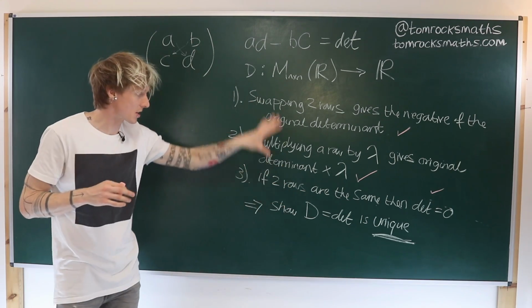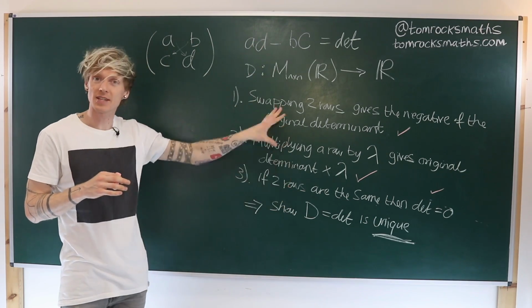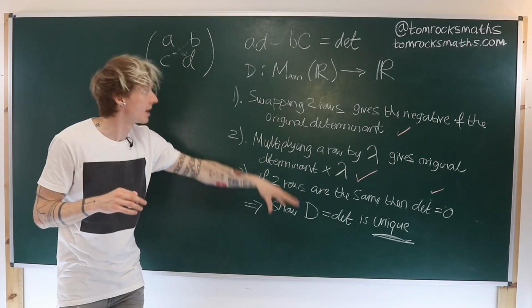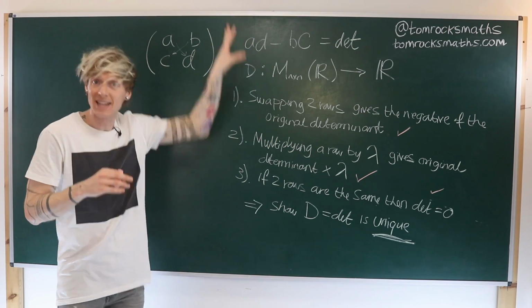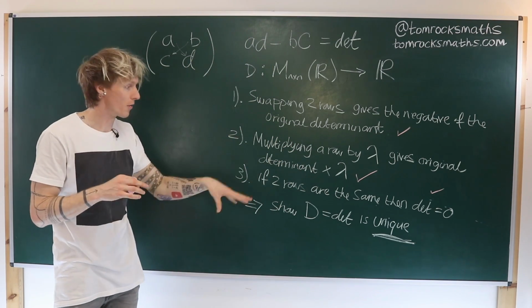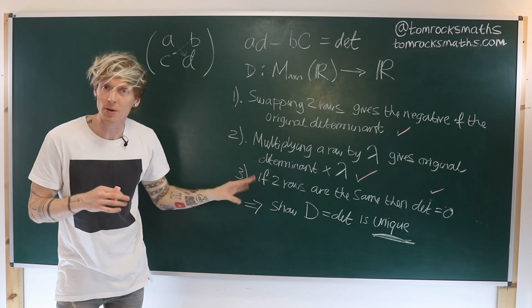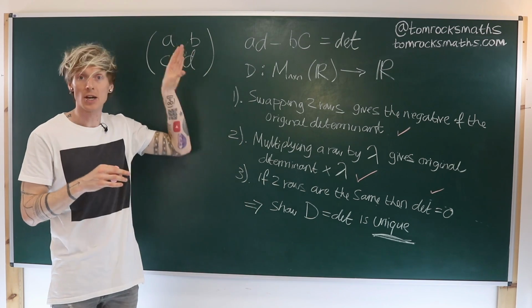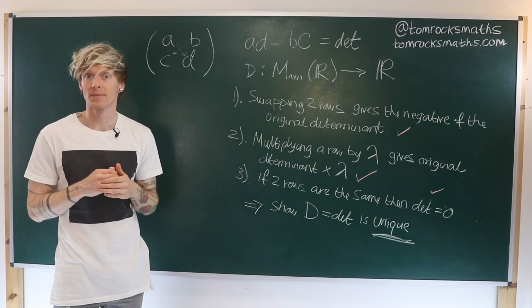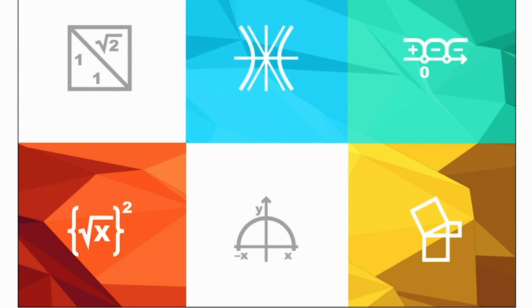So because we can show any function satisfying these 3 things is unique, what we have written down here satisfies these 3 things, therefore we have found the one and only way of calculating a 2 by 2 determinant. Don't worry if this all seems a little abstract.